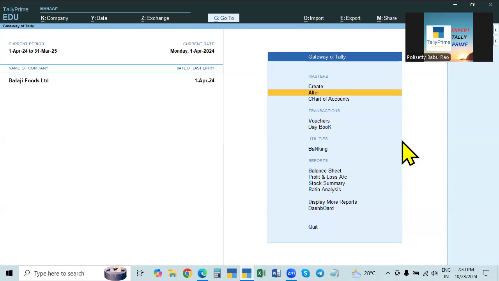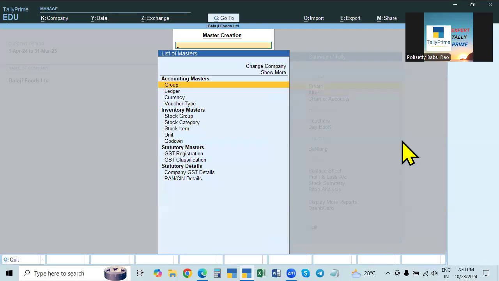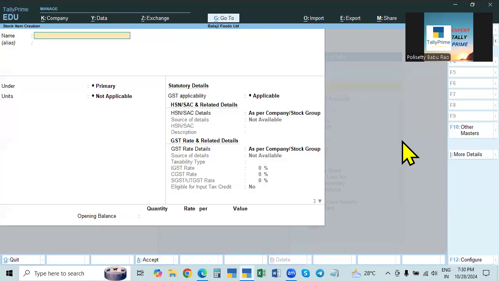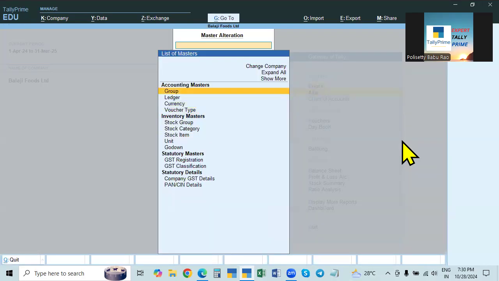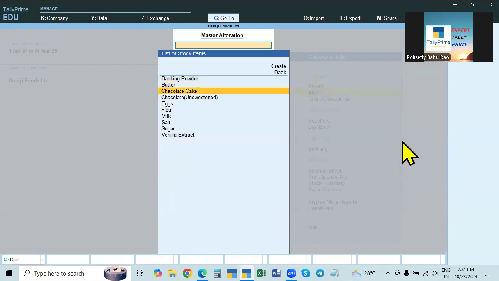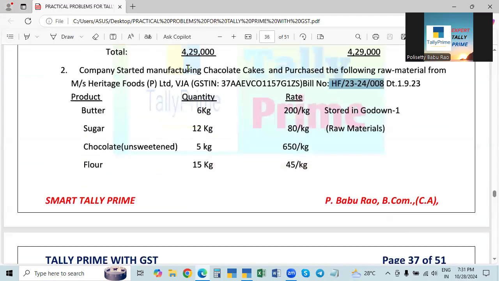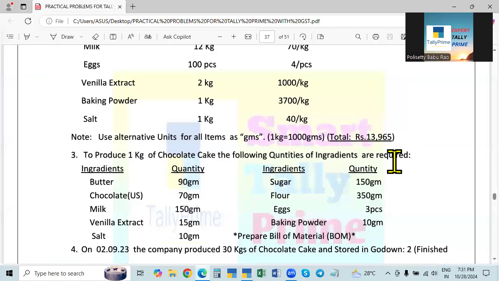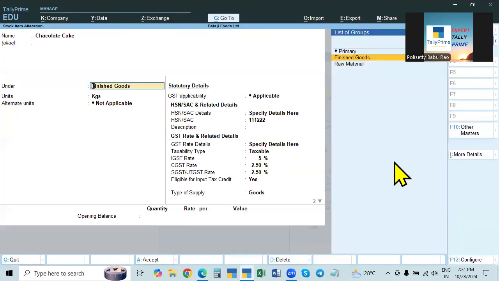the finished goods. I already created it, that's why I'm going to alter. Otherwise, you go to create, then go to the item to create the finished goods. But I have to alter, and go to stock item. In the stock item, chocolate cake is the finished goods. So for manufacturing of a chocolate cake, it comes under finished goods.